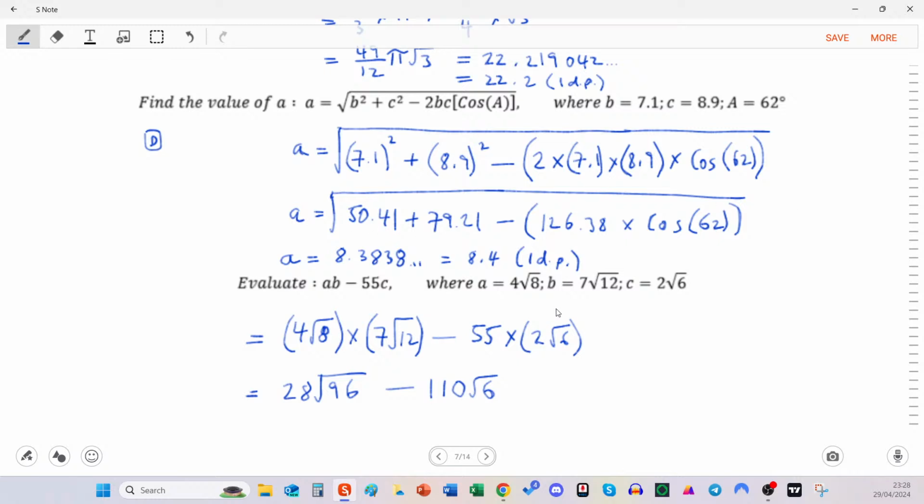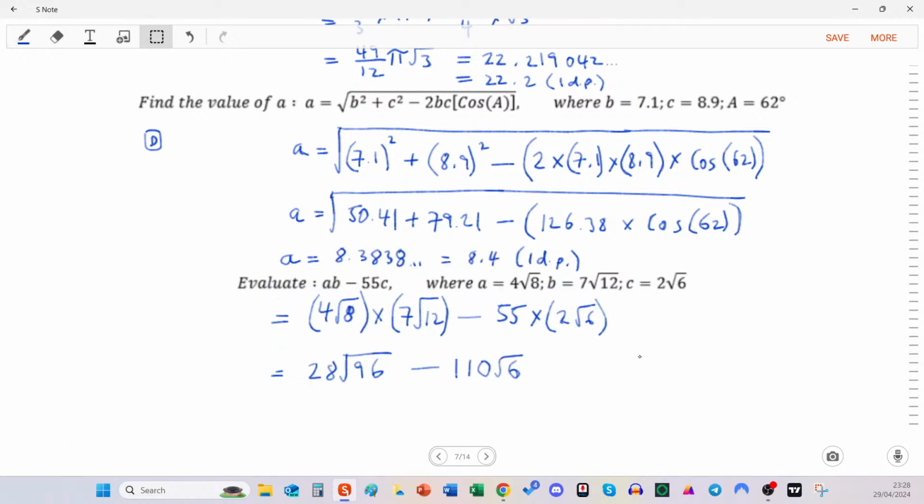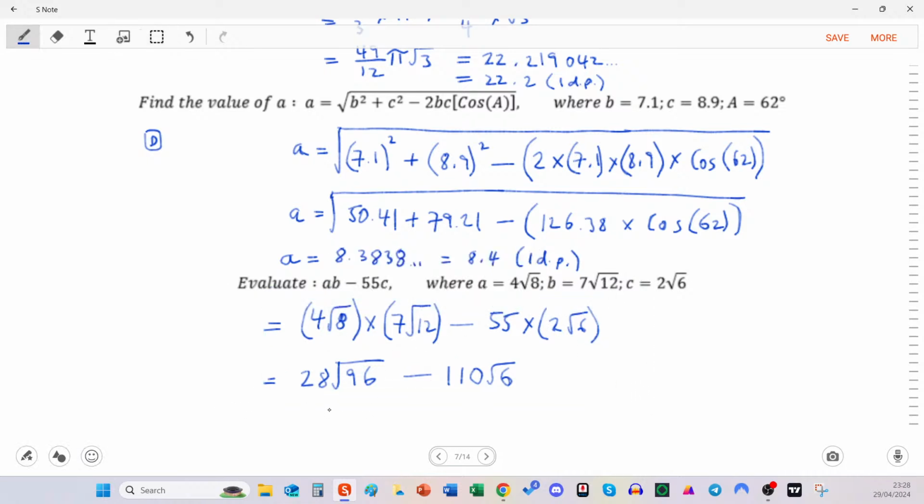So I don't know if your creative mind is thinking the same as me, but I'm thinking that this 96 might have a factor of 6. Because this is pretty much as low as it can get. It's very simplified. This one is very probably not quite simplified yet. 6 does go into 96, doesn't it? If you think about 60 and 36, that adds up to 96. So it goes in 10 plus 6 times, so 16. So this can be written as 28 root 16 root 6.